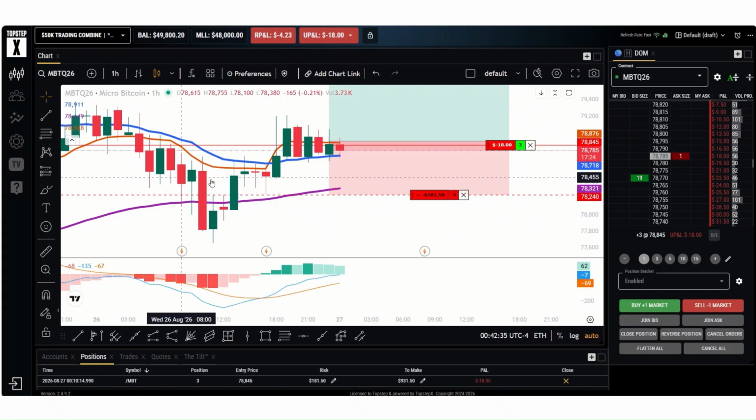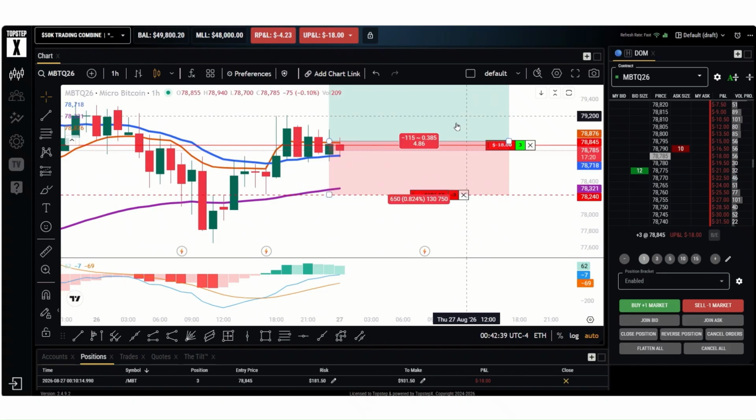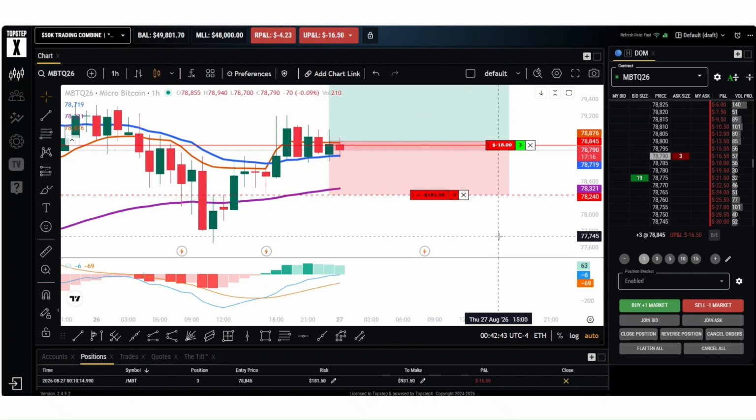Each of these red and green candlesticks equals an hour's worth of trading. This red and green graph is just a visual markup indicating my entry, and it's also referenced down here. So the details of the trade are as follows. I am long 3 micro Bitcoin futures. My entry price is averaged out to 78,845.